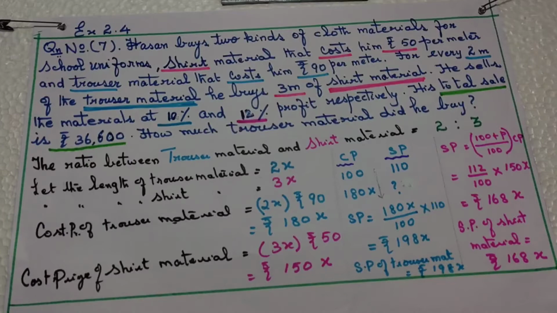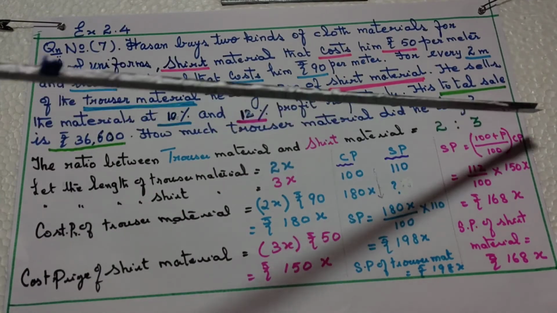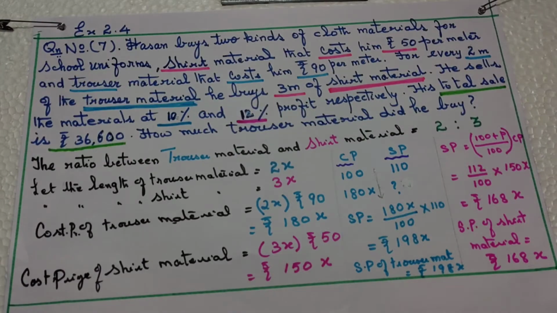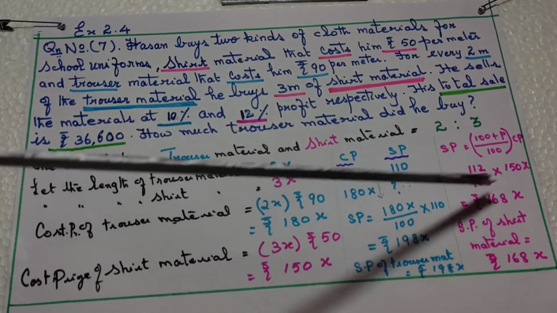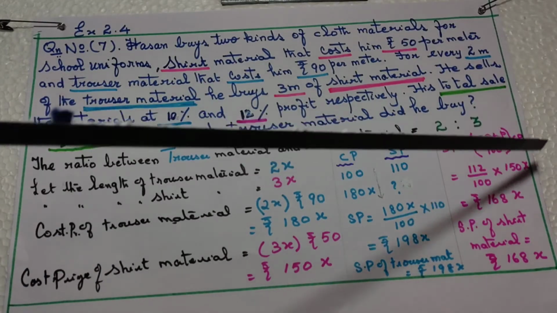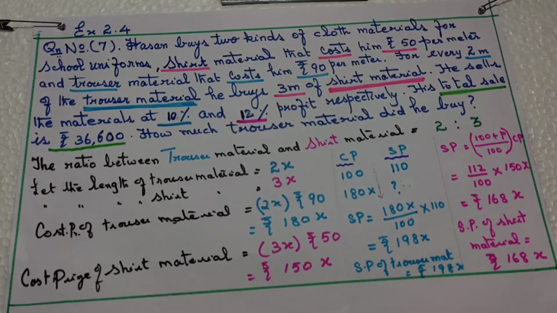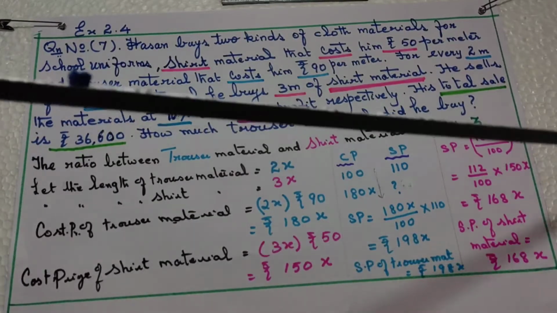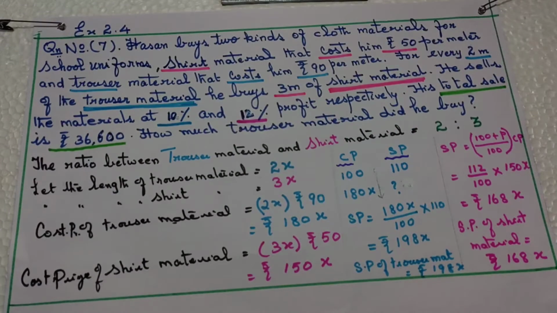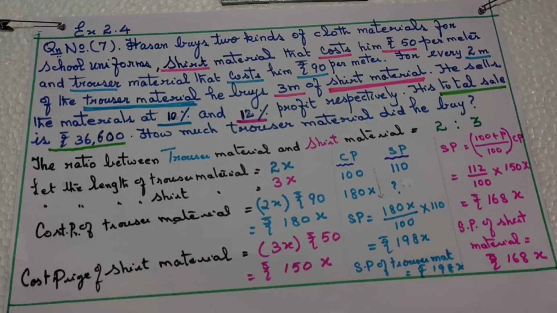Now to get the selling price of shirt material, let us apply the formula. SP is equal to (100 plus profit) by 100 into CP. Now 100 plus profit is 100 plus 12, which is 112. So 112 by 100 into 150x. When you simplify here, you get 168x. So now the selling price of shirt material is rupees 168x. Now we got selling price of trouser material and selling price of shirt material.